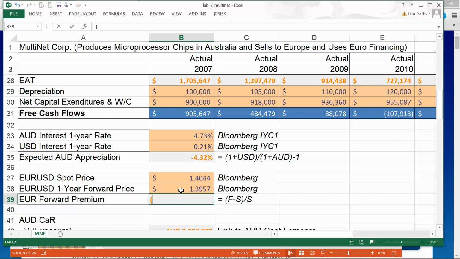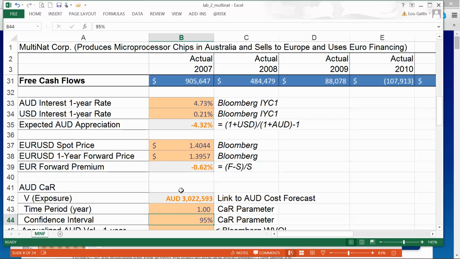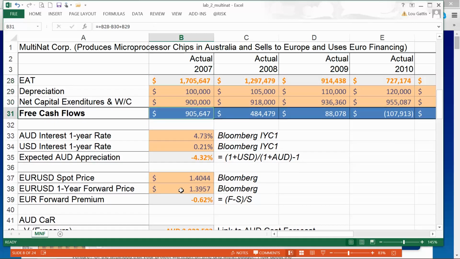If I take the forward price minus the spot price, divided by the spot price, I get negative 62 basis points. So we're forecasting the euro is going to devalue by 62 basis points. So I'm going to actually just type in these two values above. The Aussie is going to depreciate by 432 and the Euro by 62.